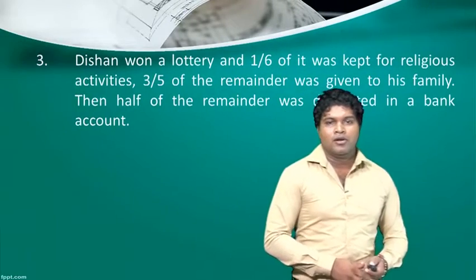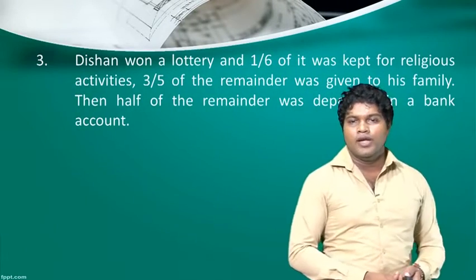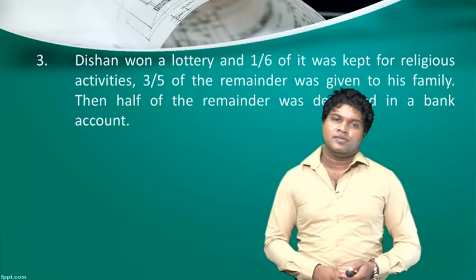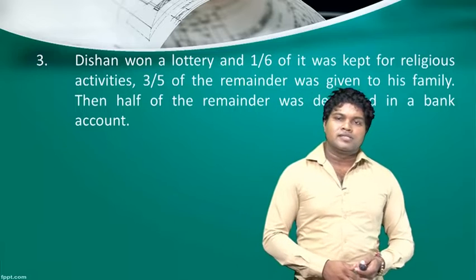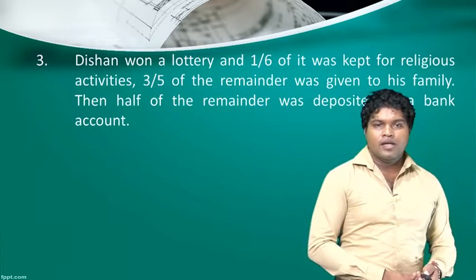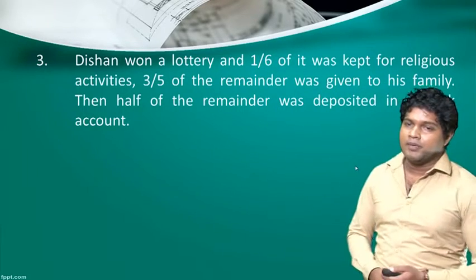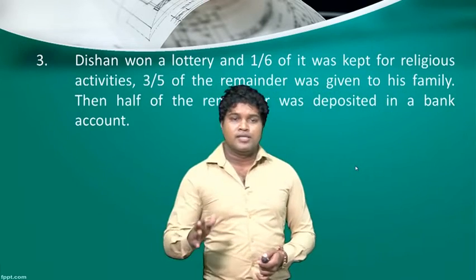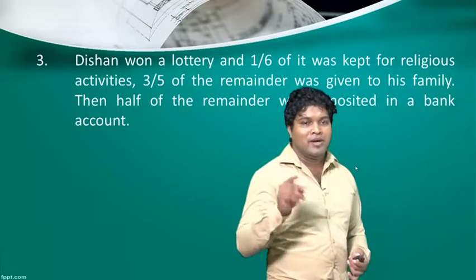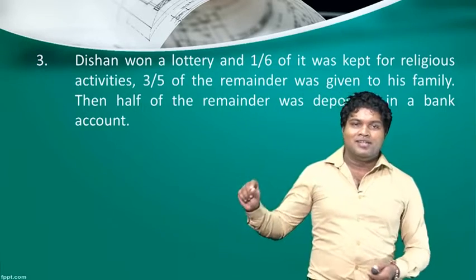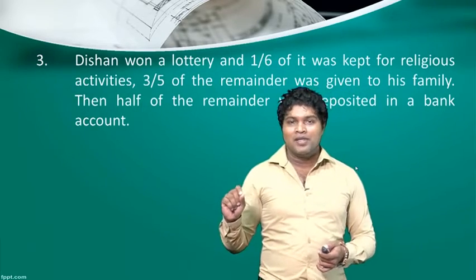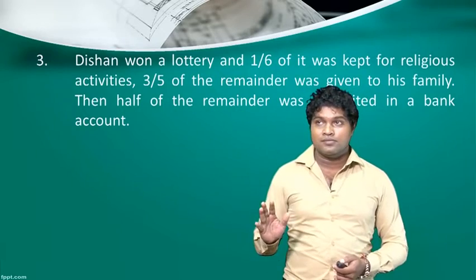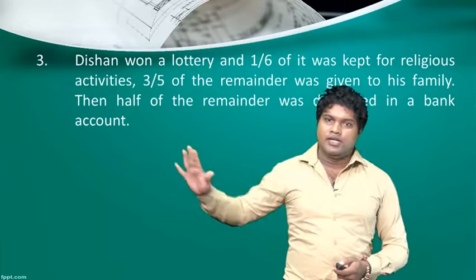Dishan won a lottery and 1/6 of it was kept for religious activities. 3/5 of the remainder was given to his family. Then half of the remainder was deposited in a bank account. Oh, too many things have been done. Then one by one you have to comprehend. Dishan won a lottery and 1/6 of it was kept for religious activities. 1/6 out of the total for the religious.